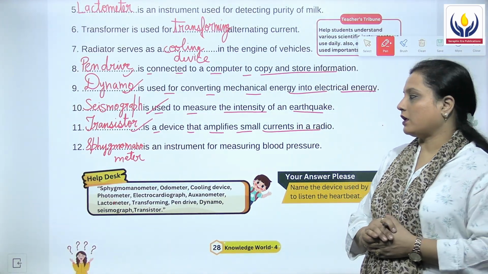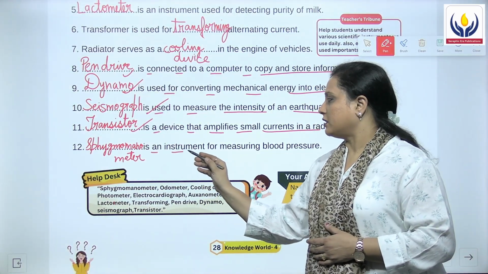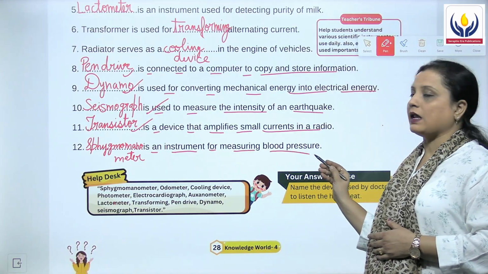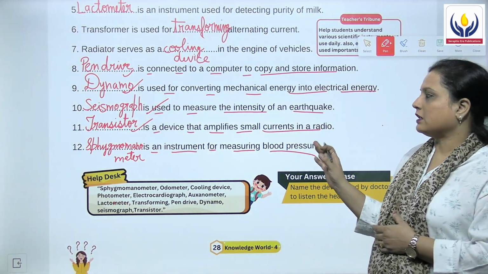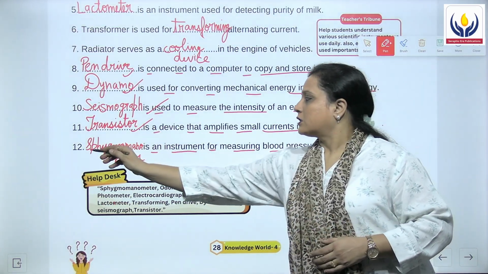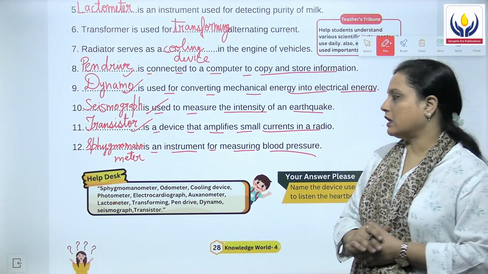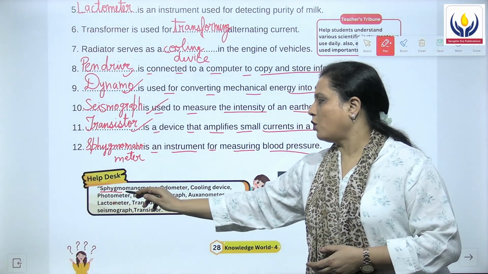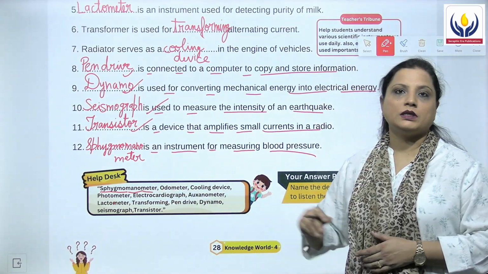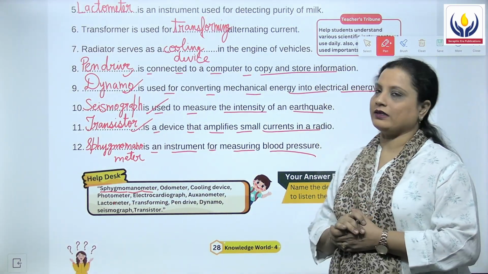The last one is dash is an instrument for measuring blood pressure, and the answer is sphygmomanometer. I repeat, the answer is sphygmomanometer. So these were the questions.